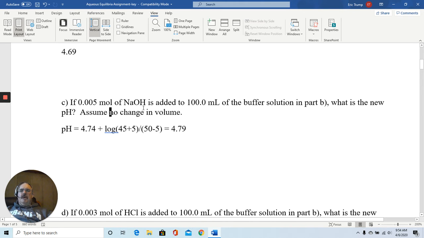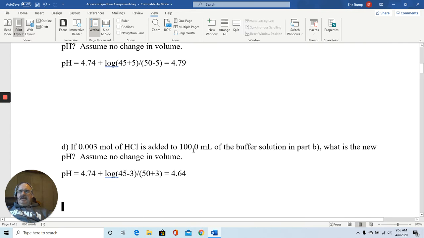And if we add sodium hydroxide, that is going to increase the concentration of conjugate base, and it's going to decrease the conjugate acid by the same amount. So this will be 45 plus 5 in the numerator, 50 minus 5 in the denominator. If we perform this operation, then take the log of it, and then add that to 4.74, we get 4.79. You can see that the pH went up because we added more base, but it didn't change very much.